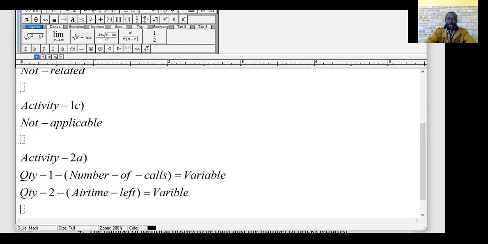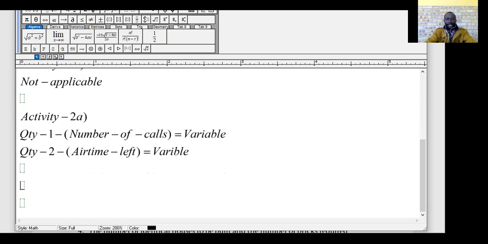Now, the next question is, how are they related? How are the two quantities related? So this is going to lead us to activity 2, part B. How are the two related? Well, are they related? Yes, they are related. We say the two quantities are related.